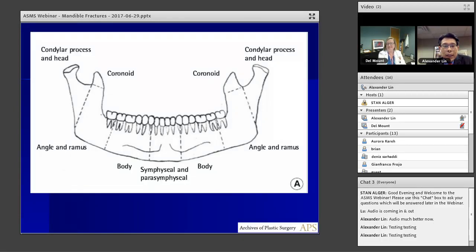And so, like Dr. Mount was saying, we can categorize this into different areas, and one simple way is to combine symphysis and parasymphyseal together in the center, and then the body is between the canine and the last molar. The angle and the ramus is everything that's not the condyle and the coronoid, and then you can treat the condyle and the coronoid separately.